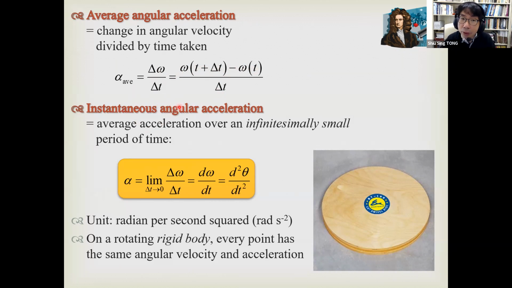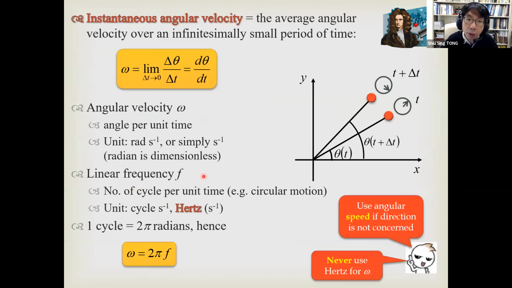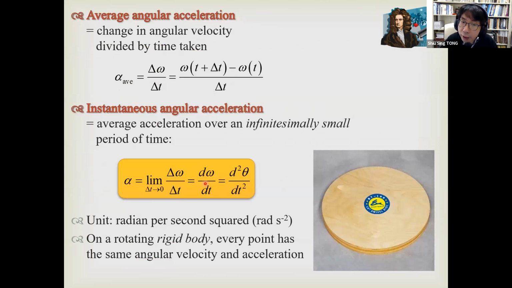Of course, I'm going to do the instantaneous version. I take the limit where delta t tends to 0, measuring the angular velocity over an infinitesimally small time interval. In this limit, delta omega over delta t becomes d omega dt. If I like, I can further express omega in terms of d theta dt, because omega itself is the first derivative of the angle. With another differentiation, the angular acceleration alpha becomes the second derivative of theta with respect to t.